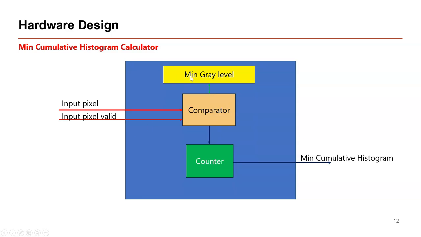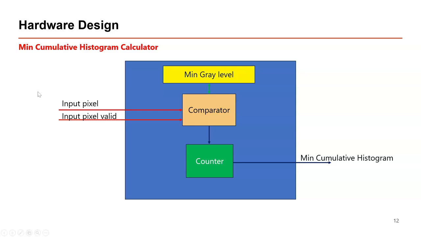Here I might initialize my minimum gray level with the maximum possible gray level. For example, in our case, I might initialize it with 255. Whenever I get an input pixel, I will compare its gray level with this gray level. If it is less than or equal to this gray level, I increment this counter. And whenever the input gray level is less than the value I currently store, I will store it as my minimum gray level, and I will reset my counter to 1. So that's the basic logic that we are using.